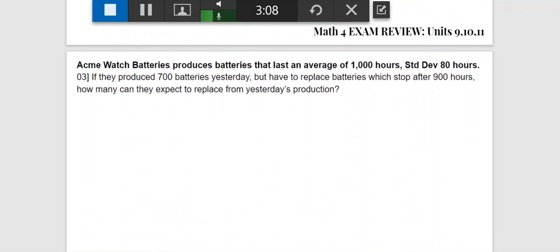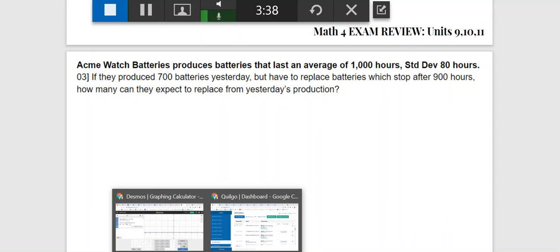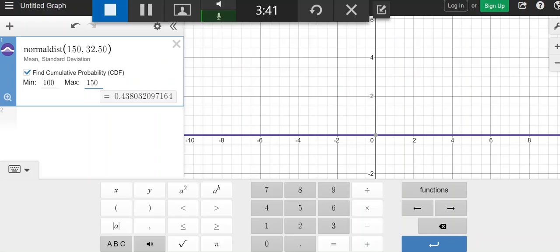All right, Acme watch batteries produces batteries that last an average of 1,000 hours, standard deviation 80. If they produced 700 batteries yesterday, but have to replace batteries which stop after 900 hours, how many can they expect to replace from yesterday's production? So first of all, you need to figure out what is the percentage that would stop after only 900 hours. Now, it's probably easiest to go back to Desmos and do 1,080.